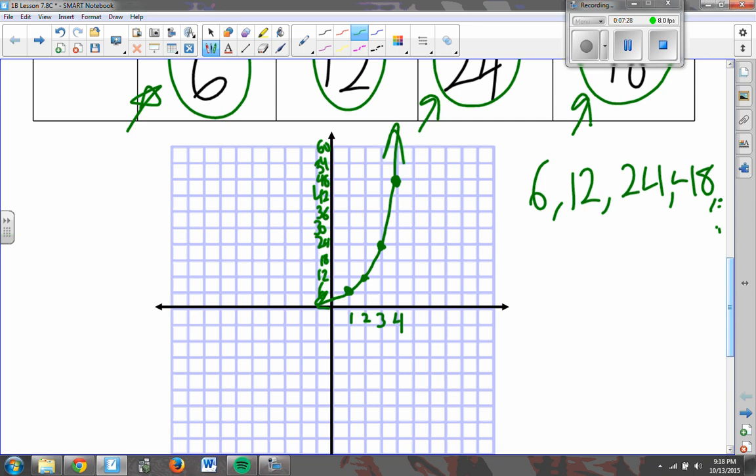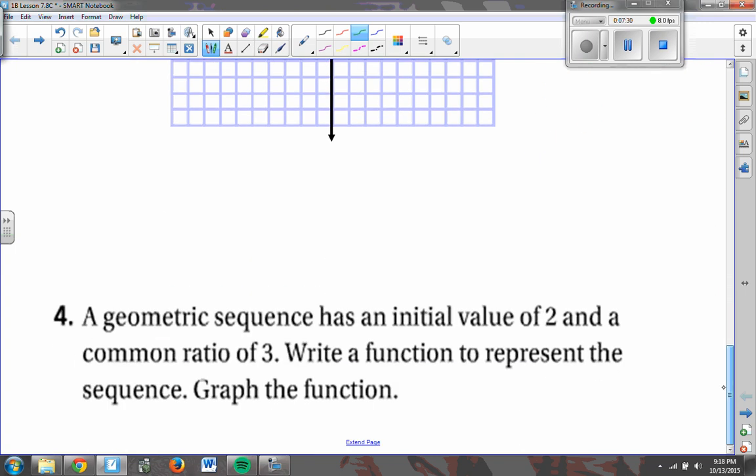Now I would like you to write a function and graph a function that represents a geometric sequence with an initial value of 2 and a common ratio of 3. Follow the steps that we looked at before, or follow the steps that they have for you on page 469 in problem 4. Once you master this problem, you are ready for your practice problem set.